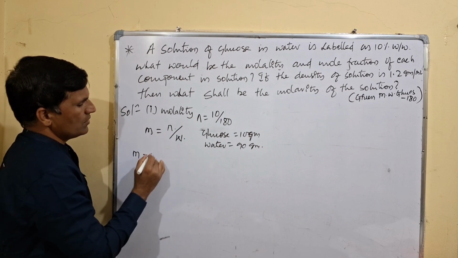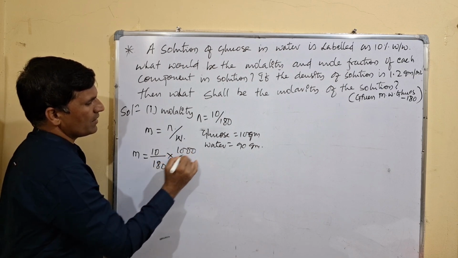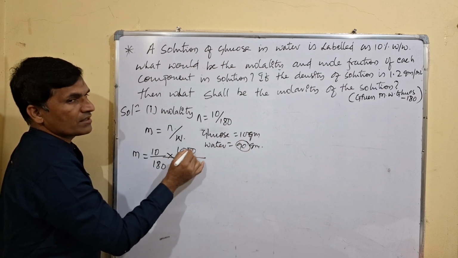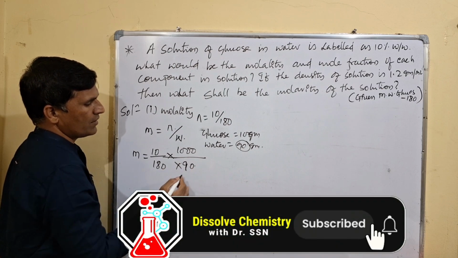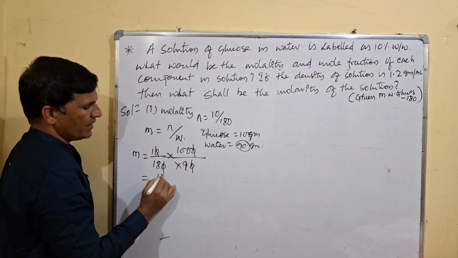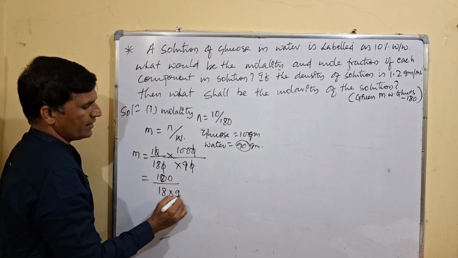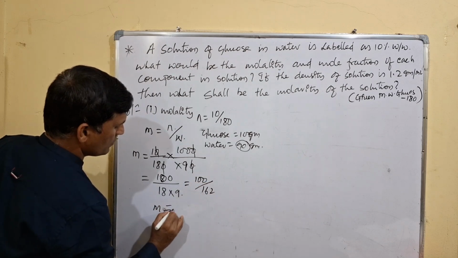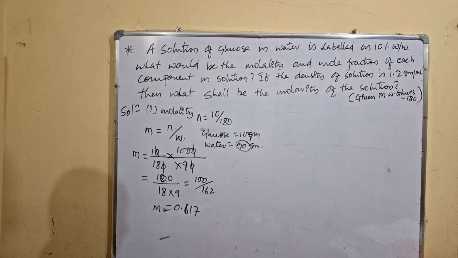Molality is equal to what you have to write? 10 divided by 180 into 1000, because the quantity of the solvent given is 90 grams, but we want it in terms of kg, so we have to multiply with 1000 into 90. So this 0 will go, this 0 will go, so how much will you have? 100 divided by 18 into 9. So small m is equal to 0.617. Okay, so that is how we get molality.